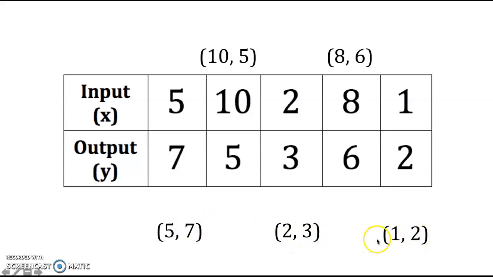Also note, and I'm going to say this for the last time, all of these are enclosed in parentheses. The parentheses and the comma indicate that these are ordered pairs that may be plotted on a graph.